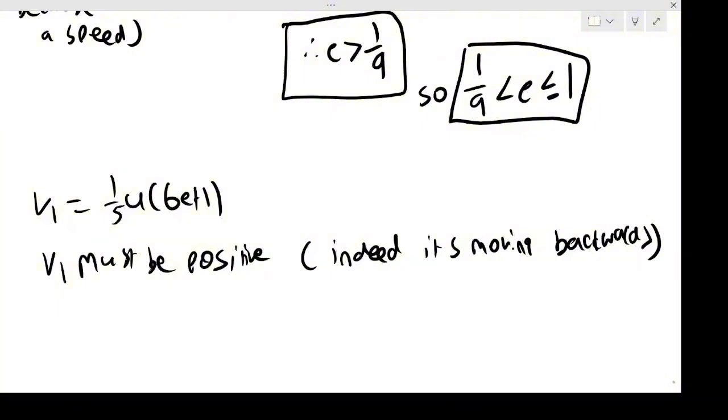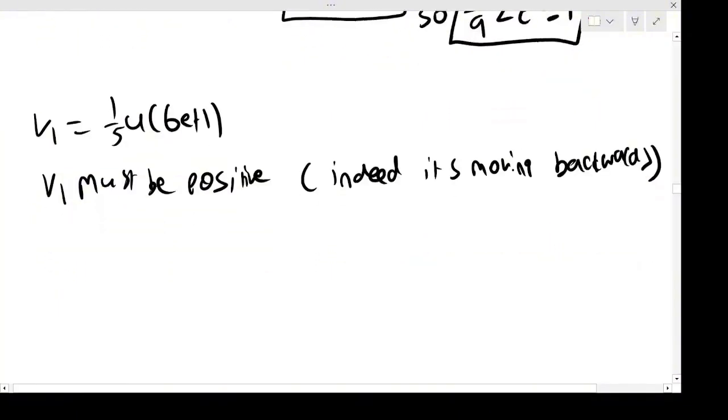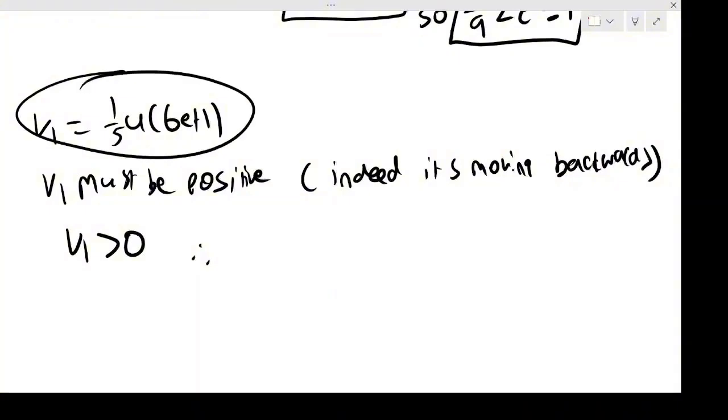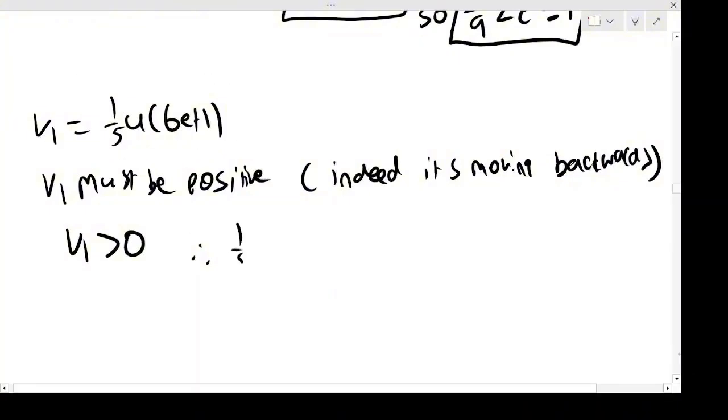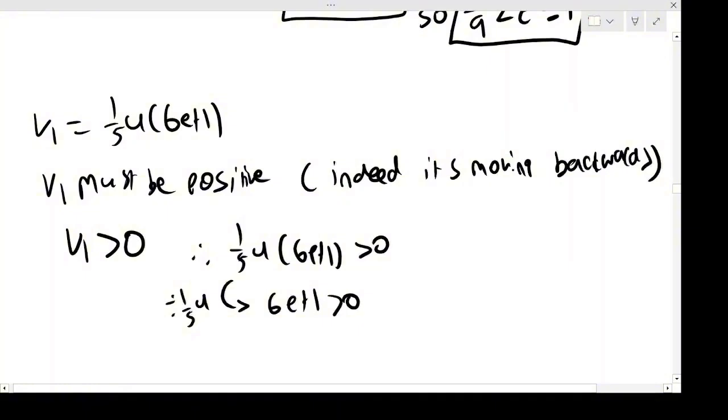So it's moving in the direction we said it is. Okay, so it can't be negative anyway. So that means V1 must be again greater than 0. Well, we know that V1 is this expression here, so let's sub it in. So we get a fifth U of 6e plus 1 greater than 0. Again, we're going to divide by a fifth U to get 6e plus 1 greater than 0. Well, then E is greater than minus a sixth, but that doesn't tell me anything.